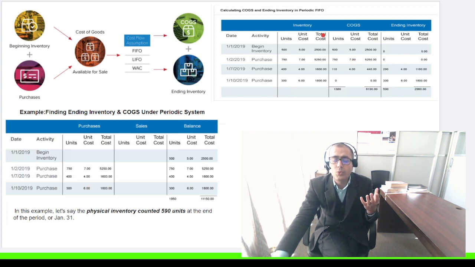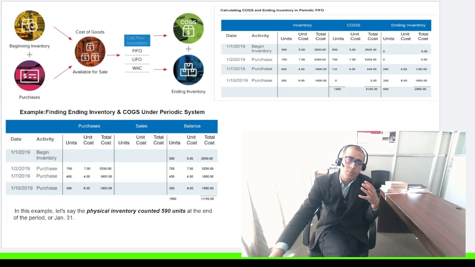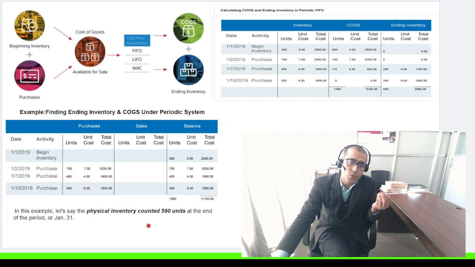Now, we are given this information: beginning inventory, and purchase information with different dates. The important point is that, friends, when you value the ending inventory based on the periodic system, we have to take reference of the most recent purchase data. Now, based on this question, we have a 590 ending stock. The question is how we value the ending inventory and find the cost of goods sold using the periodic inventory system.